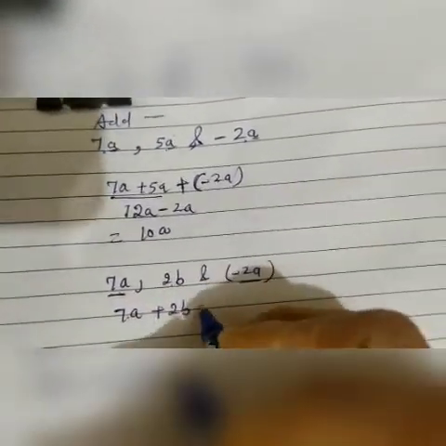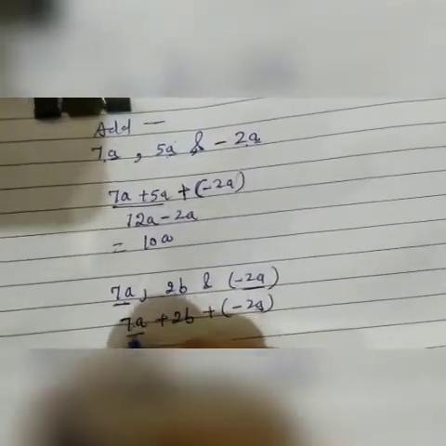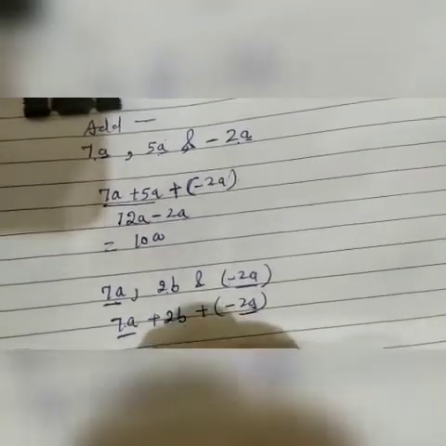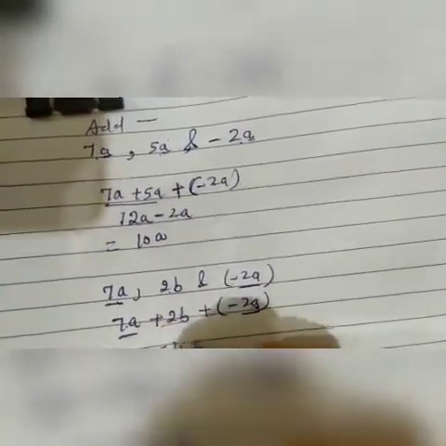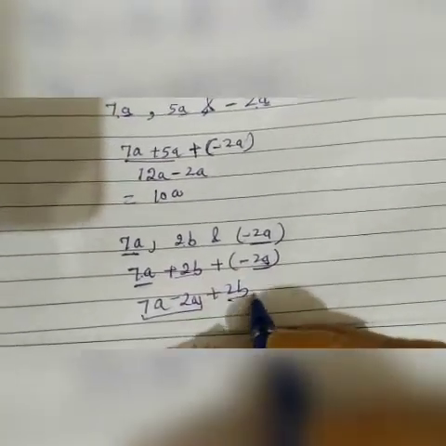7a plus 2b plus minus 2a. First we will write like this. Now this is a like term and this is a like term. So we will write 7a and minus 2a, then this plus 2b, because these two terms are like terms and it is an unlike term.